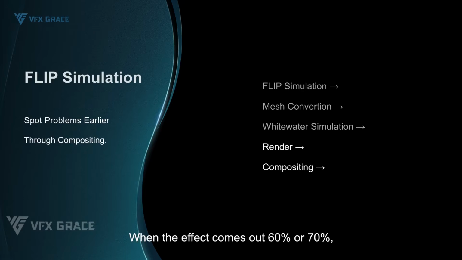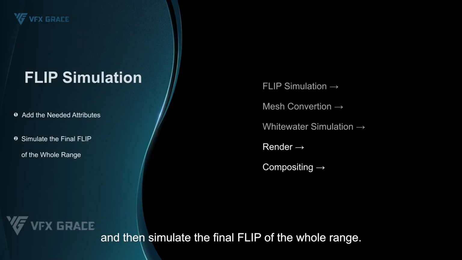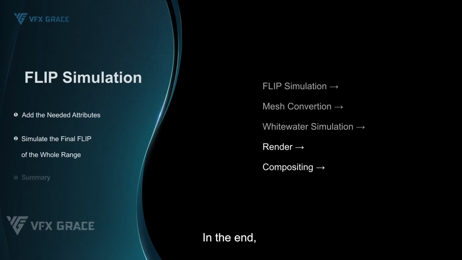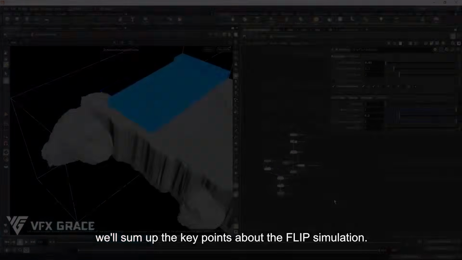When the effect comes out 60% or 70%, you can give it a go. Now we are going to add the attributes that we need later and then simulate the final flip of the whole range. In the end, we'll sum up the key points about the flip simulation.